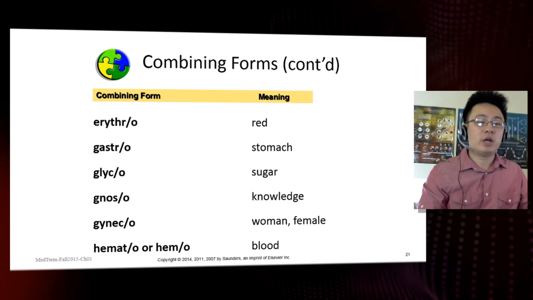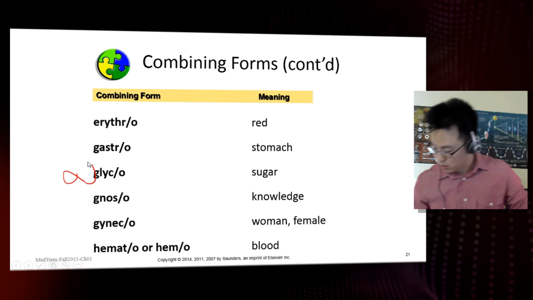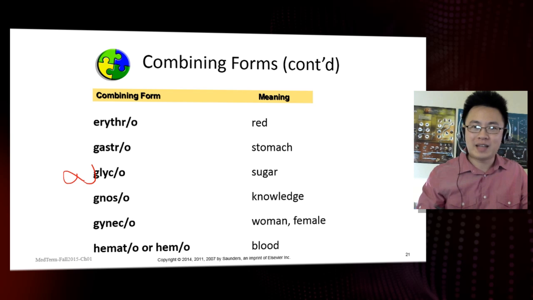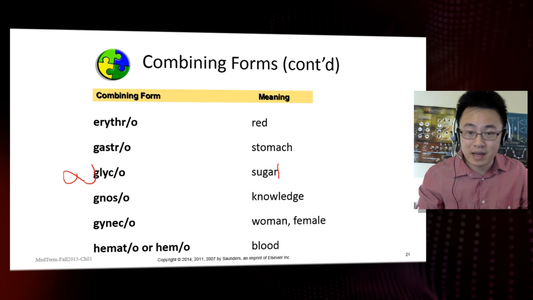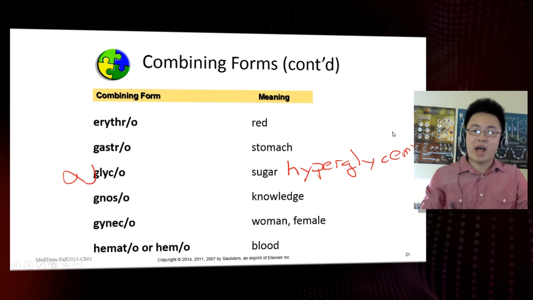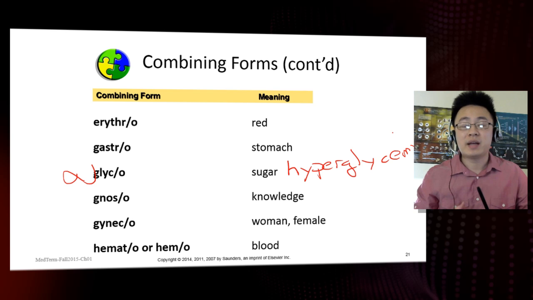We also have here glyco, and glyco here means sugar. For example, hyperglycemia. What does this mean? Hyperglycemia means excessive blood sugar.